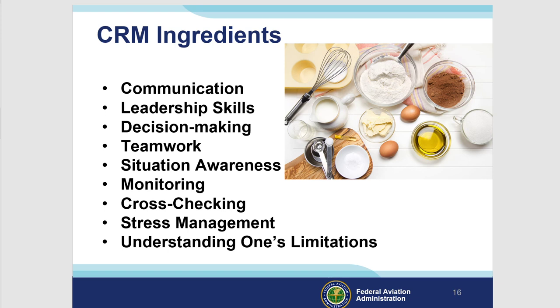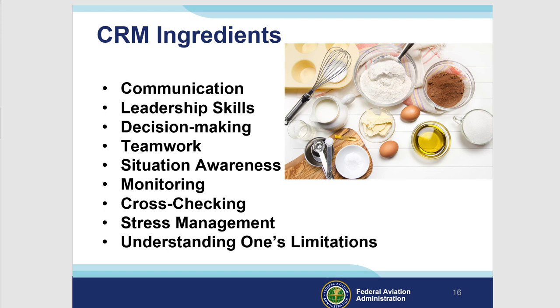Anyways, CRM ingredients. What are some good ingredients for good CRM? Well, communication's key. Communication's pretty loaded. That's what this whole presentation's about. Leadership skills is a good one. What are leadership skills? Again, kind of vague. Decision-making: you've got to make a decision, you can't be indecisive. Teamwork is really important, using all of those resources. That's what CRM really is all about, using all of your resources.